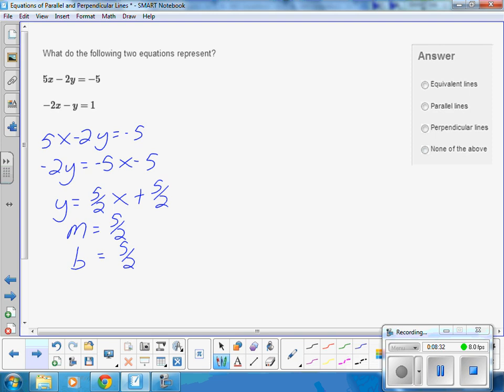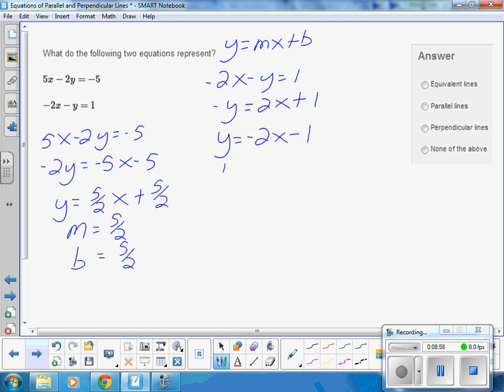Second equation. Negative 2x minus y equals 1. Add 2x to both sides. I get a negative y equals 2x plus 1. Now I have a negative y. I need to change the sign of that because I want to know what y is equal to, not a negative y. So I have to multiply everything by a negative 1. So I get y equals a negative 2x minus 1. My slope is a negative 2. My intercept is a negative 1.